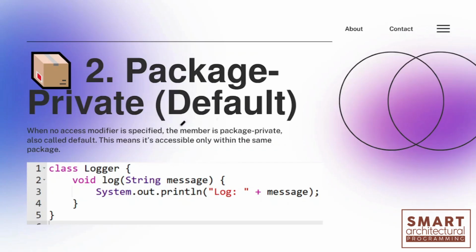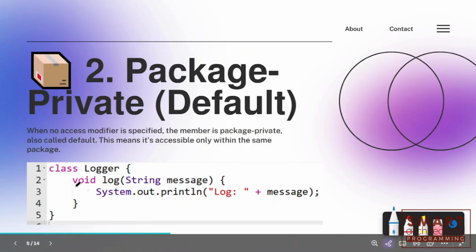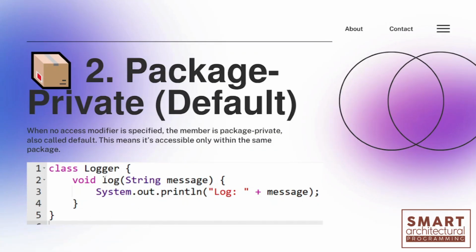So we have a class here, and we have a string here. This class, Logger, is accessible to all classes in the same package. Anything outside of that package can't access it, but it's accessible to everything within that package.